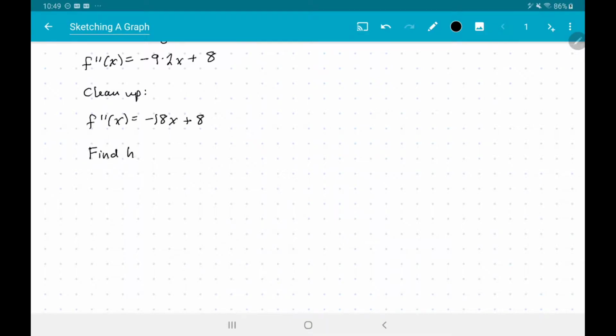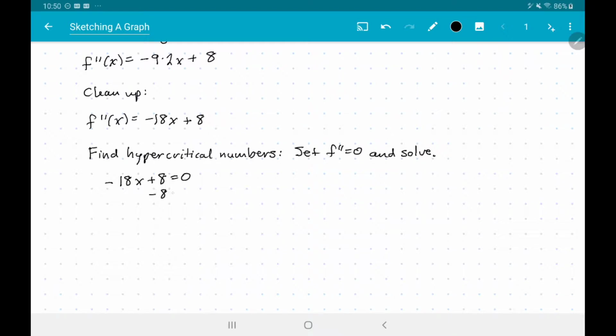Next, we should find hypercritical numbers. Do you remember how to do that? To find hypercritical numbers, we'll set f double prime equal to 0 and solve. So negative 18x plus 8 equals 0. This is a linear equation. It should be easy to solve. Just be careful that you don't make a sign mistake as you move numbers around.